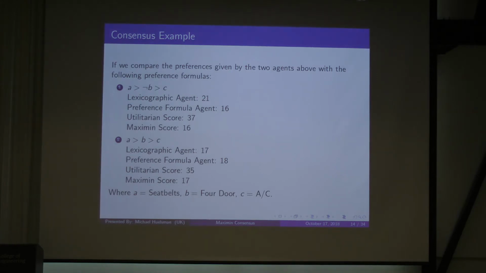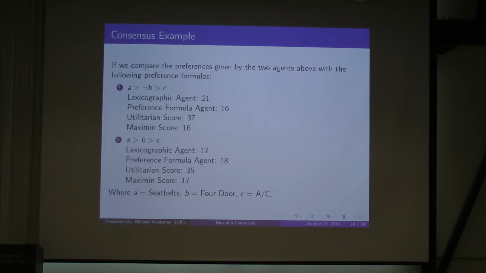So just an example, if we use the two agents that I used for the preference type examples, and we use a preference formula to try and give us a joint consensus model. Let's try this really simple preference model, right? Seatbelts is better than not 4 doors, which is better than having a seat. For our lexicographic agent from before, we get a score of 21. And for our preference formula agent, we get a score of 16. Now, this is based off of all of their possible comparisons, because we can do that if the domain is small enough.